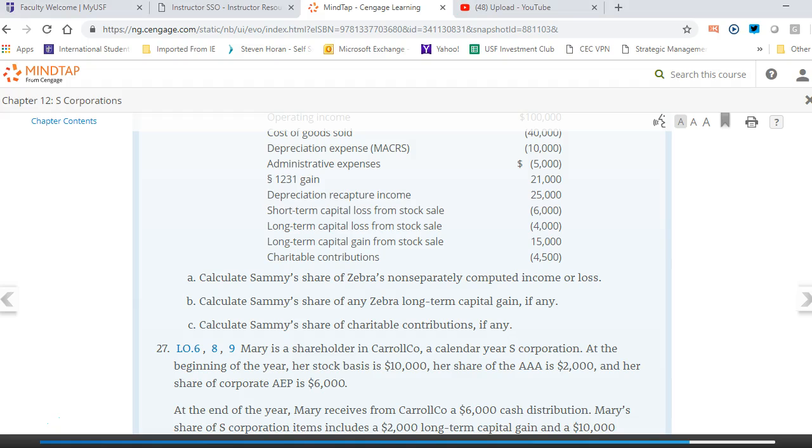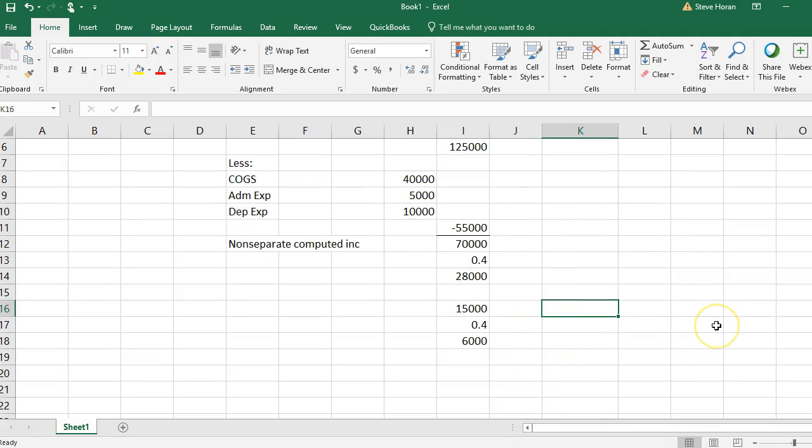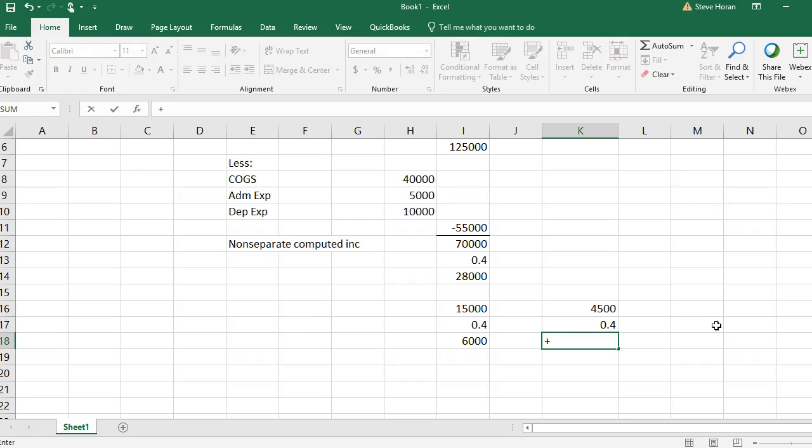Then question C is calculate Sammy's share of charitable contributions, if any. So take a look at the charitable contributions here, 4,500, and kind of the same story. We'll just do that one right here. So 4,500 times 0.4, multiply one by the other, and we get Sammy's share being $1,800.